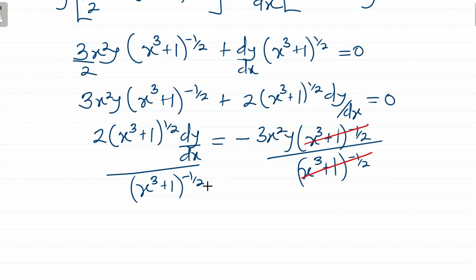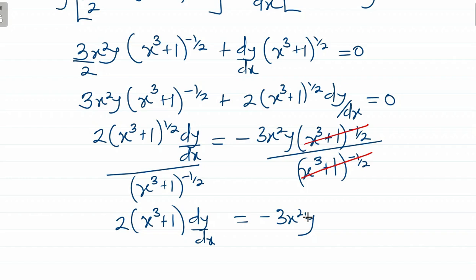Now we can also see that in simplifying what we have here, the bases are the same and they have exponents of half and negative half. So in that sense, since the bases are the same, we add the exponents. So we get an exponent of 1, which means our solution now becomes 2 multiplied by x cubed plus 1, and then it has an exponent of 1, so we leave it. That gives us 2(x cubed plus 1) dy/dx is equal to minus 3x squared y. So this becomes the solution to the question, just like the question wants us to prove.